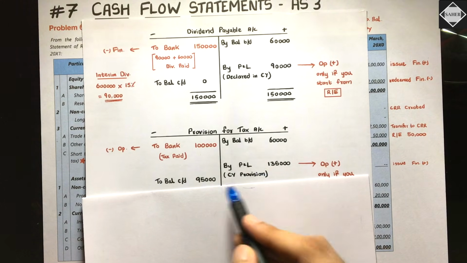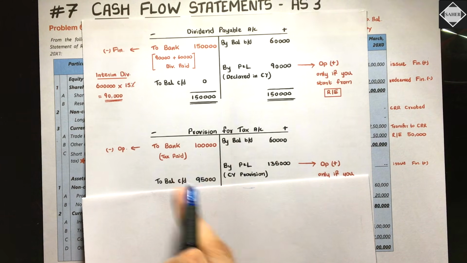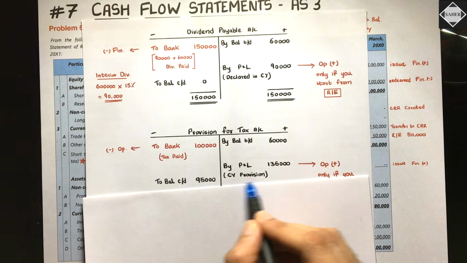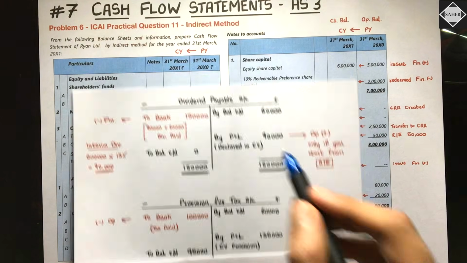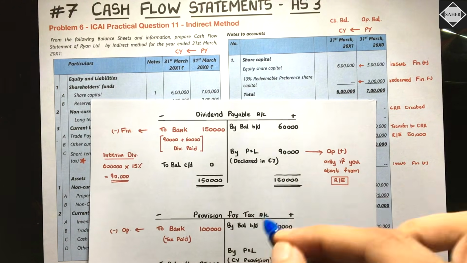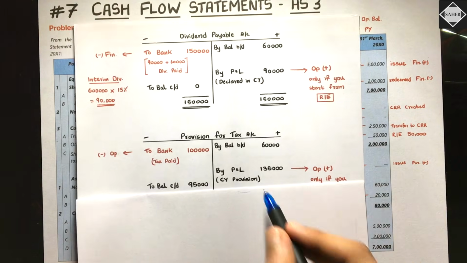You all know it's the same as the dividend payable account, the same logic. By profit and loss, the current year provision will come over here, 1,35,000. In dividend payable, whatever was declared in the current year only would come over here. The same logic.